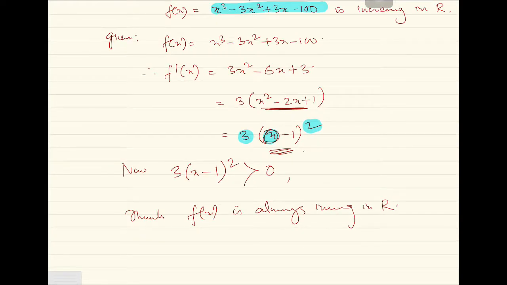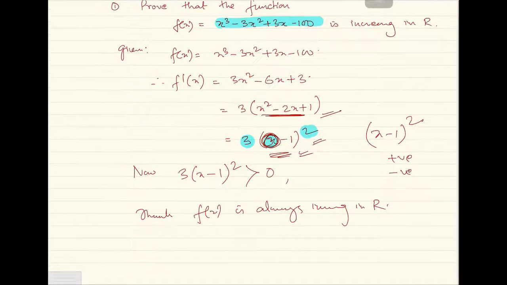I'll repeat. Why is it always increasing in R? Because this function turns out to be a perfect square, and a perfect square is always positive. Whatever number you put in this x, whether x minus 1 becomes positive or negative, because there is a square, and the square of a negative number is also positive, the square of a positive number is also positive. So this function will always become positive.